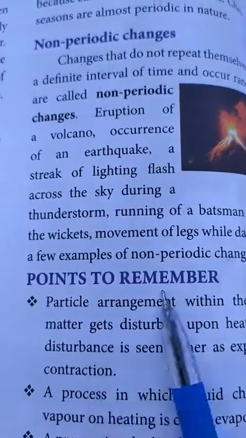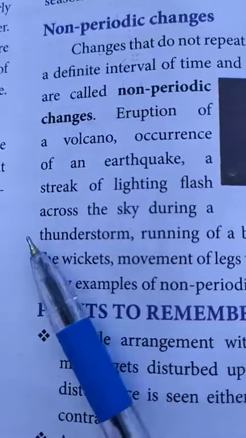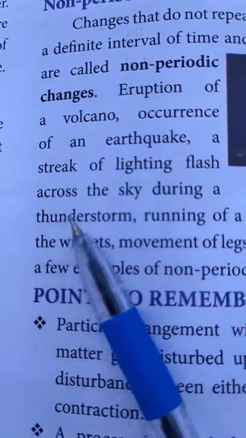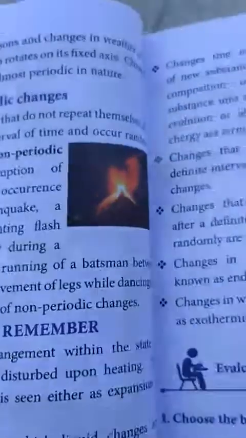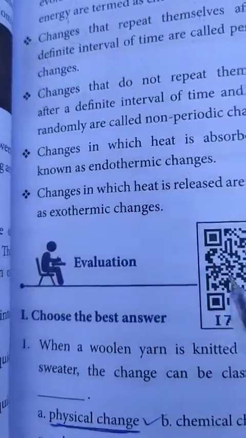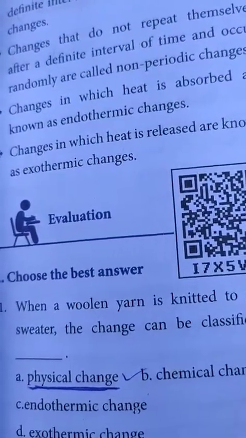Okay. So this is about exothermic and endothermic, periodic and non-periodic changes. Okay, read the points to remember of the lesson. Very, very important points. Read it. Okay. And then the evaluation part of the lesson, I will give notes. Okay.